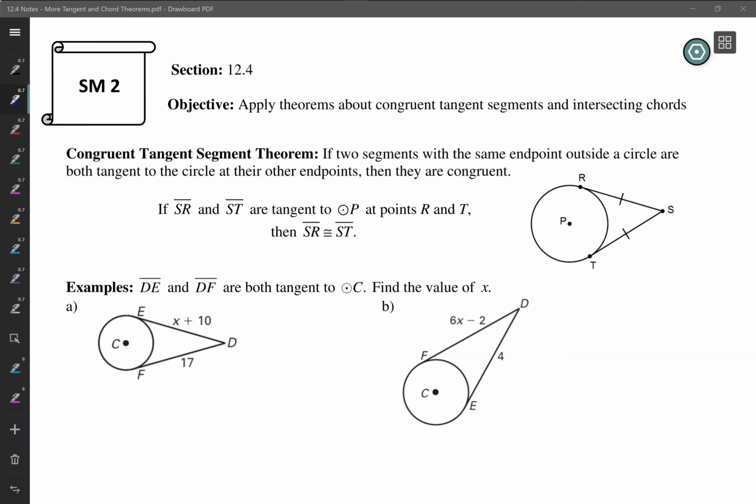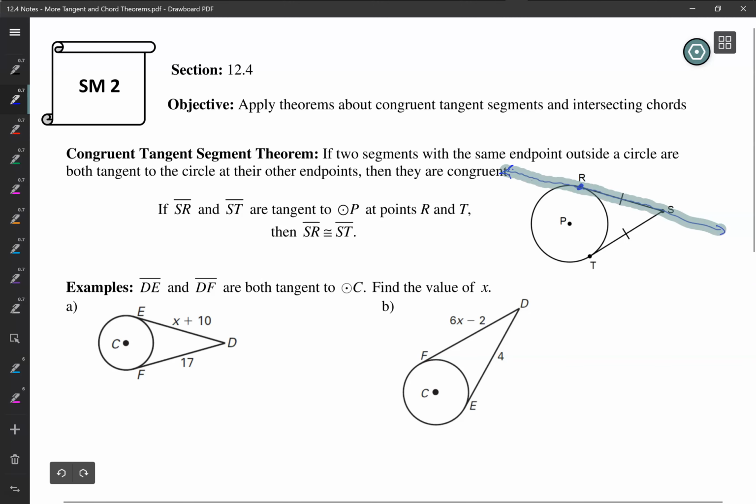Tangent segments are segments that are part of a tangent, and they have to have one of their endpoints be a point of tangency. So that would be the part of a tangent line if I extended this out, because I'm really good at drawing straight lines. That would be the only place where that line touches the circle, so R is the point of tangency. RS is a tangent segment.